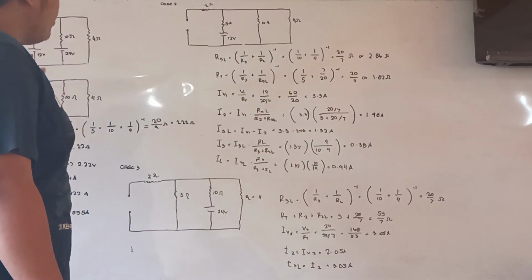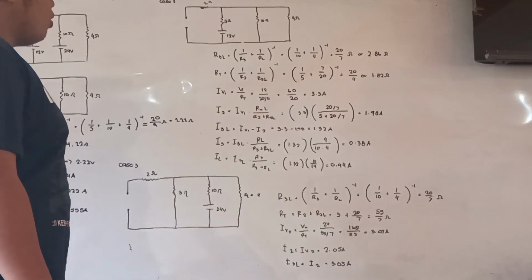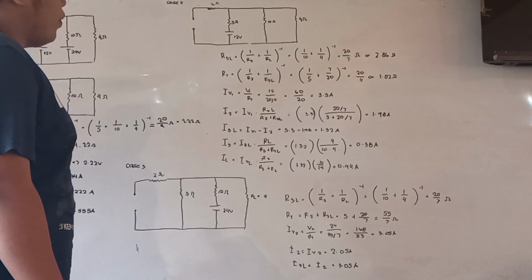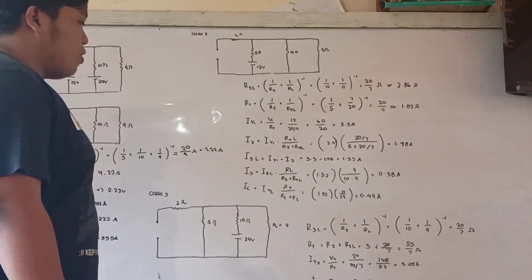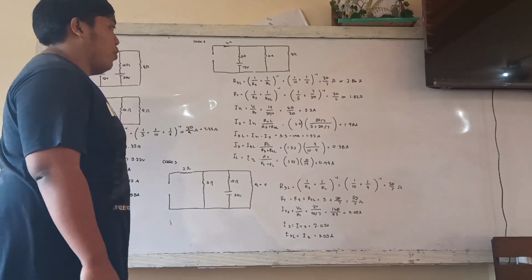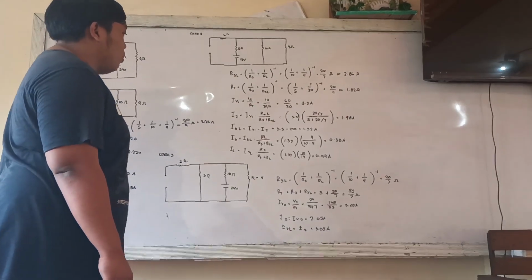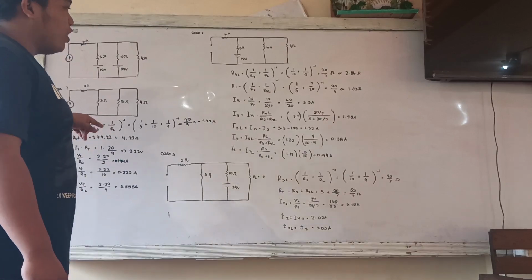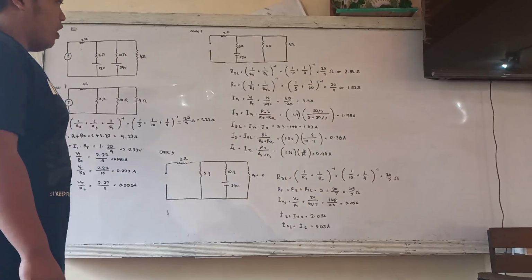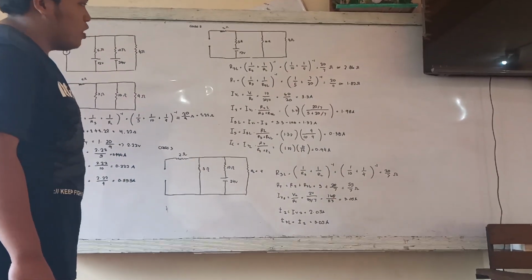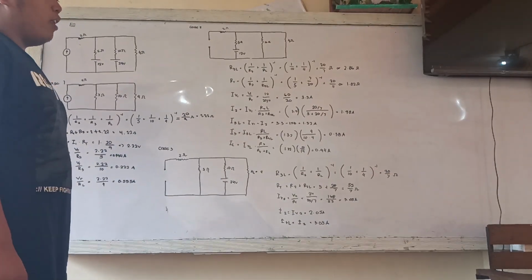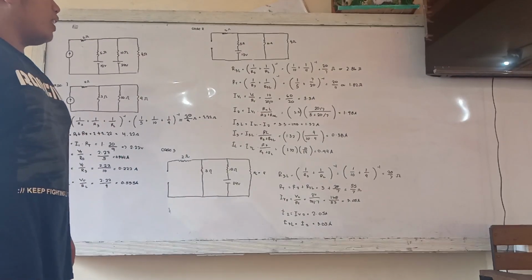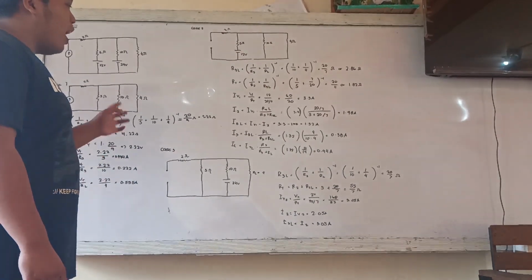For the current from voltage 1, we're going to use voltage 1 over resistance total. Substituting, 12 over 20 over 11 is equal to 6.6 amps. For I2, we're going to use the formula I voltage 1 multiplied by R3L over R2 plus R3L. Substituting the values, 3.3 multiplied by 20 over 7 divided by 5 plus 20 over 7 is equal to 1.98 amps.